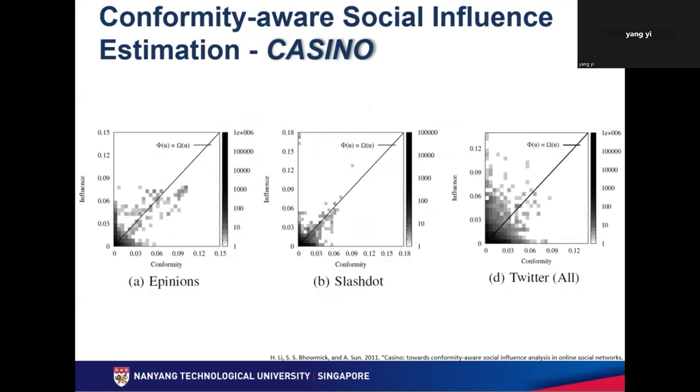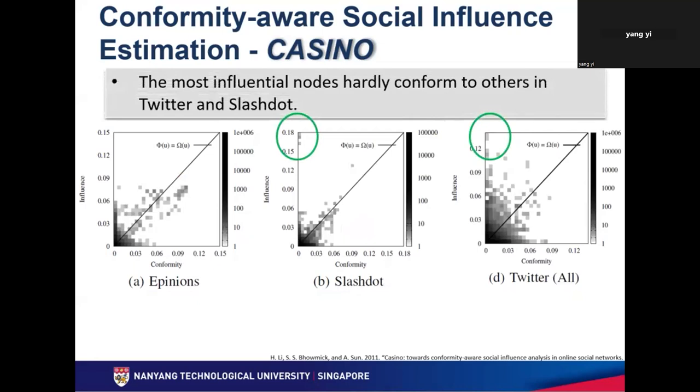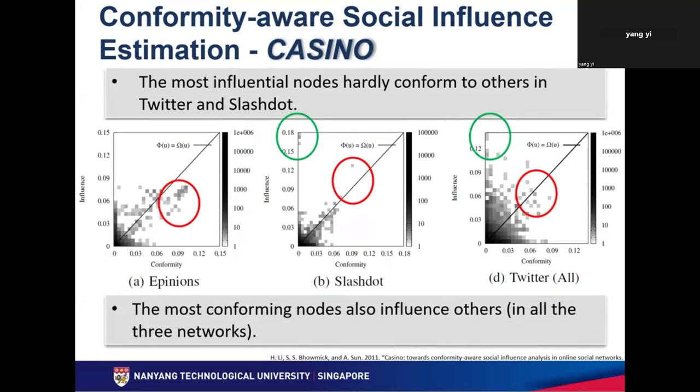And besides, we also imagine another interesting question: what's the distribution of the nodes? If we put the quantification results into a coordinate system, what's the distribution of the nodes? So here we plot three different heat maps in the space of conformity and influence. We observe some interesting phenomena. For the green circle part, the nodes exhibit high influence but very low conformity. So the first observation is that the most influential nodes hardly conform to others in this set. Similarly, for the red circle part, we find another observation: the most conforming nodes also influence others in all the data sets we have examined.